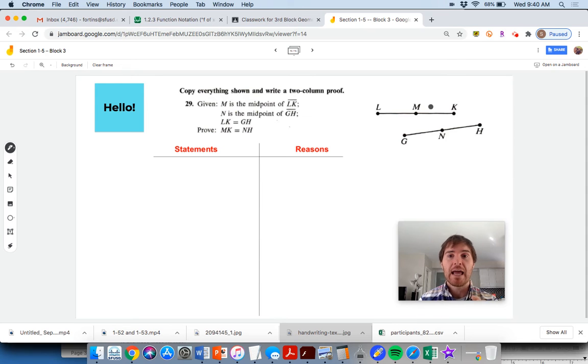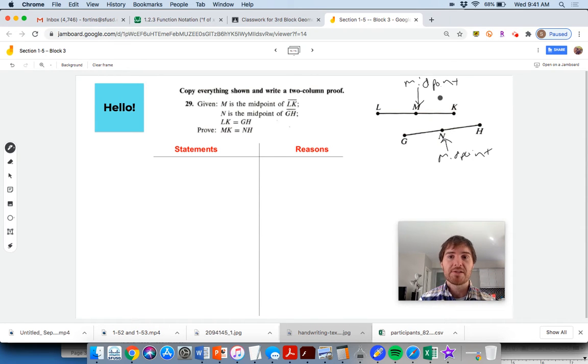M is the midpoint of LK. So I know that this is a midpoint, and I know that N is the midpoint of GH, so I can mark those down. So I could say LM is equal to MK and JN is equal to NH, because that's what a midpoint does. It creates two congruent segments. That's the definition of a midpoint. My guess is, because this section introduced the midpoint theorem to you, that's probably what they're going to have you use. So if you think back, what was the big thing in this section? I'm probably going to use that. You're probably going to use the midpoint theorem in this one.